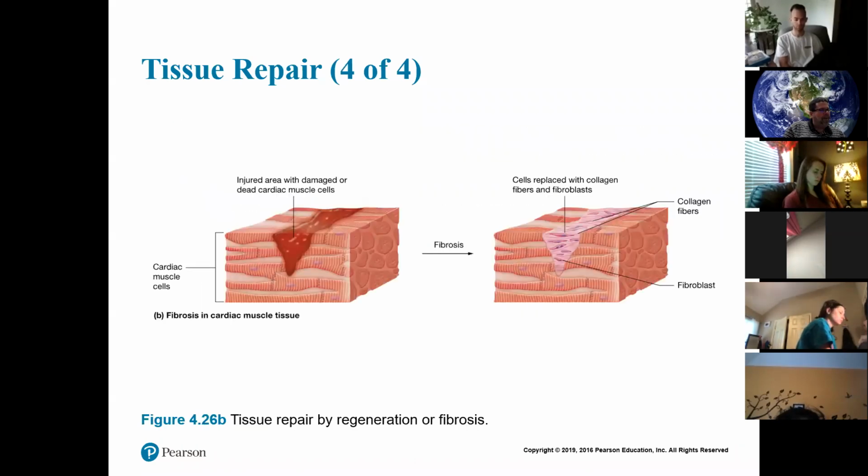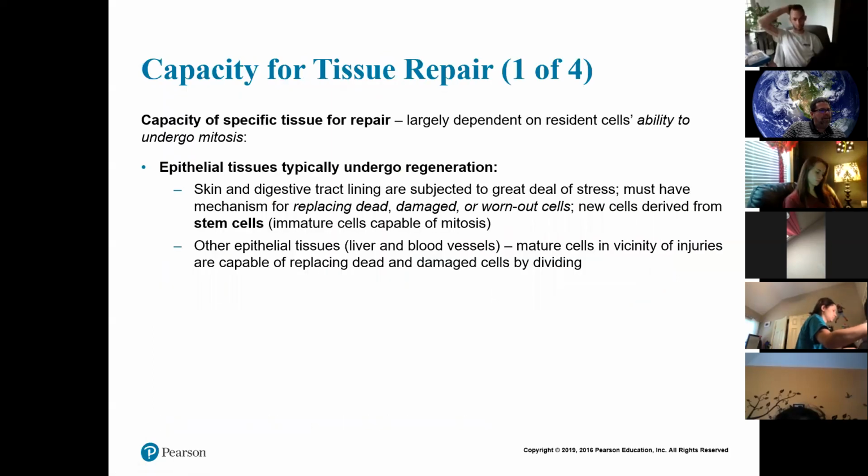Here is one a little bit deeper in muscles. So cardiac muscles don't regrow. So you get this fibroblast of irregular connective tissue in here, but we can't regenerate cardiac muscle. It'd be nice if we could grow nice cardiac muscle back in here. So here is damage from a heart attack. And so you end up with scar tissue left in there.